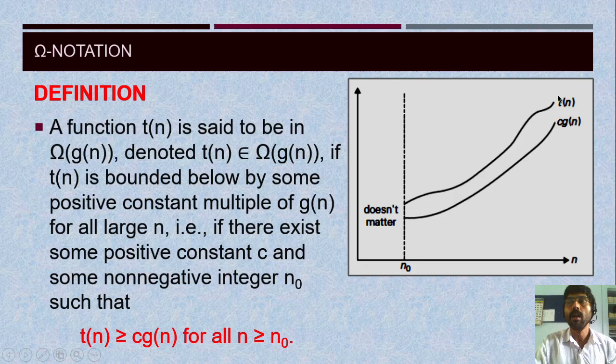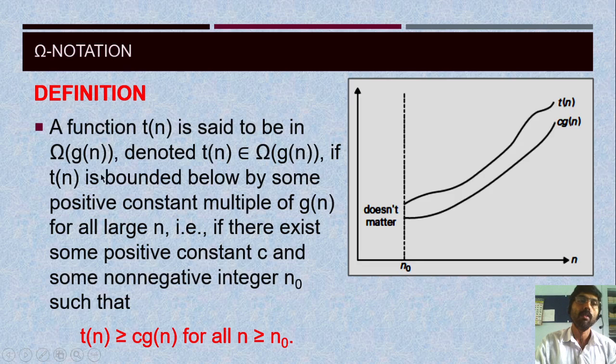Next definition is called big omega notation. In big omega notation, our algorithm, that is T of n, is always bounded below by some other function, called g of n, where that g of n is a multiple of some constant value called c. Our algorithm never goes below this line, g of n, when the n value is equal to n naught or more than n naught.